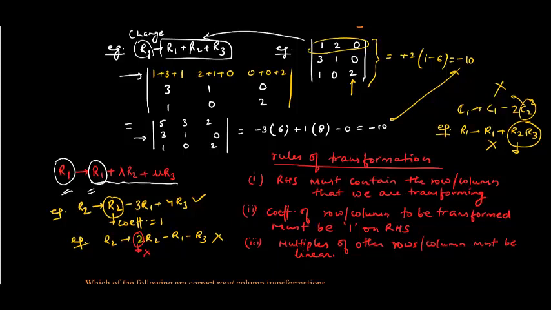The first rule: if I'm transforming, let's say, C2, then the right side should contain C2. If I'm transforming C3, the right side should contain C3. The second rule: if I'm transforming C2, then the right side should contain C2 with coefficient 1. अगर C2 का coefficient 2 होता है, it is incorrect. If the coefficient of C2 is 3, it is incorrect. The coefficient of C2 should be 1 if I am transforming C2. If I am transforming R3, the coefficient of R3 should be 1 on the right side. It's necessary. And the third is, I cannot add or subtract the product of 2 rows or 2 columns.